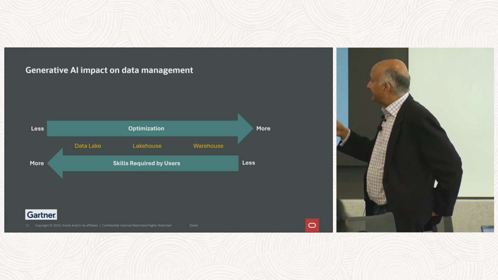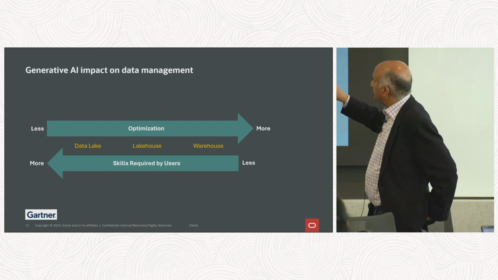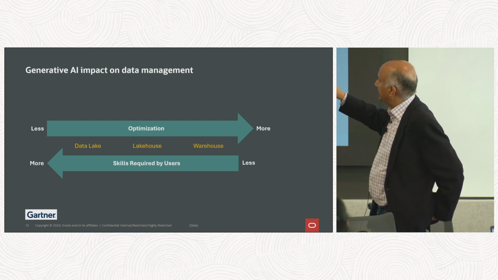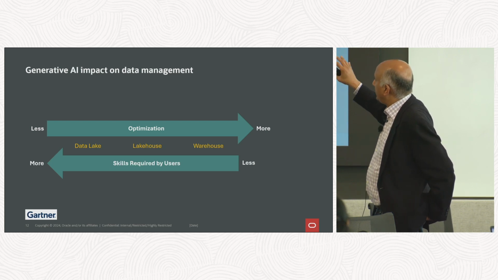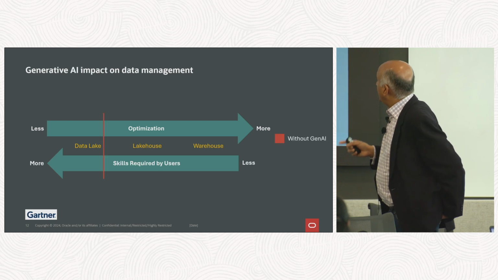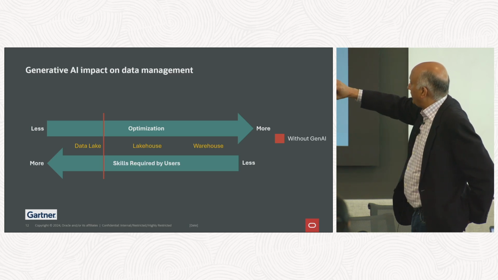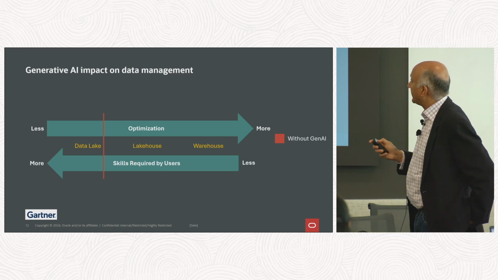Now, this is another slide I've stolen from Gartner. What this shows is, across data warehouse, lakehouse, and data lakes, what is the level of optimization and what is the level of skills required. Now, guess what? Without generative AI, you need a certain amount of skills if you want to do data lake, because that's where more and more data is, and you get a certain level of optimization.